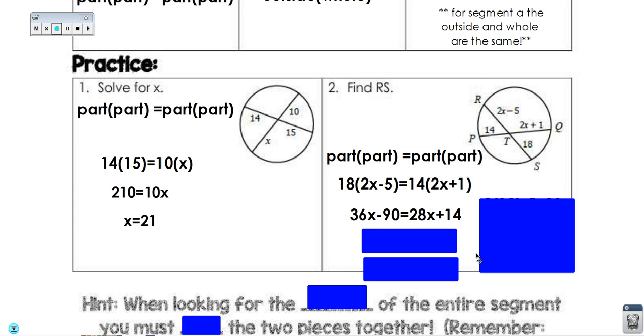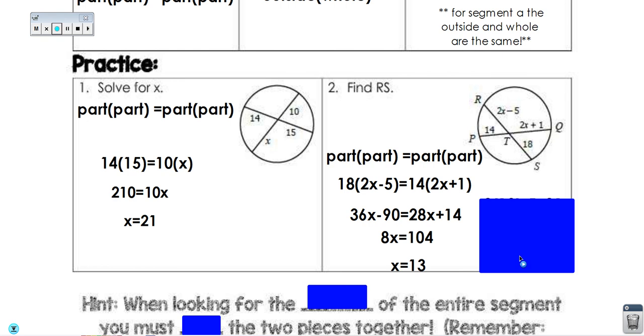Now we're going to need to solve that, so hopefully if you take a second you can go through and solve that by yourself. We should get 8x equals 104 and then x equals 13. Now you need to pay very careful attention because it asks you for RS. So you want R all the way to S. You have two parts that make up RS, so you need to plug in, and the most important thing is to make sure that you add those two values.